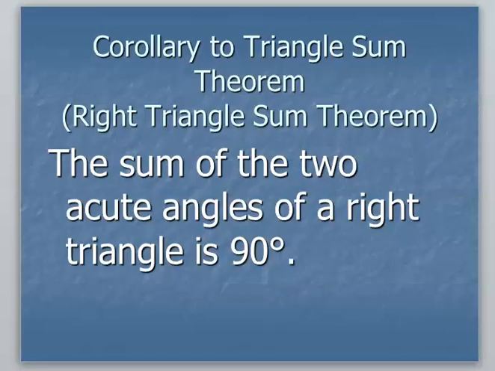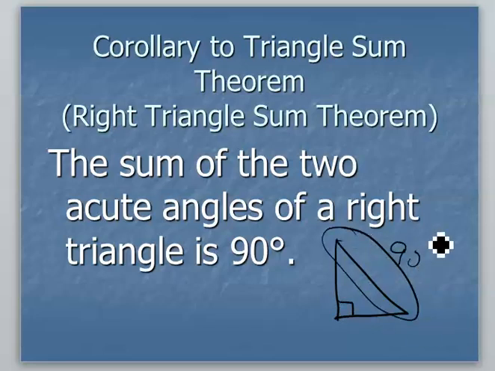The corollary to that Theorem 4.1, the triangle sum theorem, is called the right triangle sum theorem. This says the sum of the 2 acute angles of a right triangle is 90 degrees. So if I have a right triangle and I know the triangle is 180 degrees, since this is 90 of it, the other 2 also have to add up to 90. This is a corollary because it follows easily from knowing that the 3 angles of a triangle add up to 180 degrees.